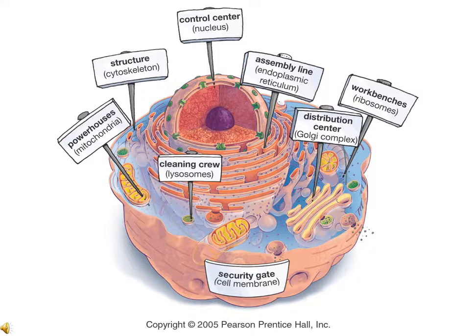We have ribosomes, where the proteins are actually made per se. We have a distribution center called the Golgi complex. We have people that come in and clean up when things aren't going so well, called lysosomes. Now, to power this manufacturing plant, we have mitochondria. And to kind of hold things together, we have a cytoskeleton, which keeps things pretty much intact. And to make certain that the factory is secure, that only certain chemicals come in and out, we have the security gate, of course, which is the cell membrane.